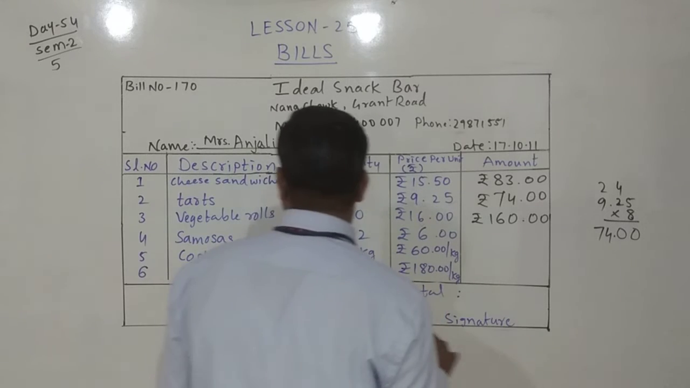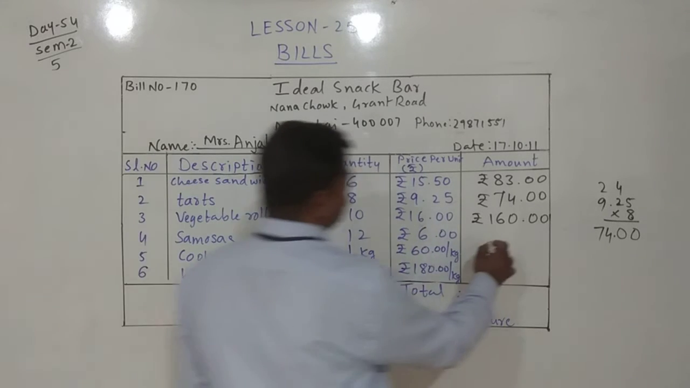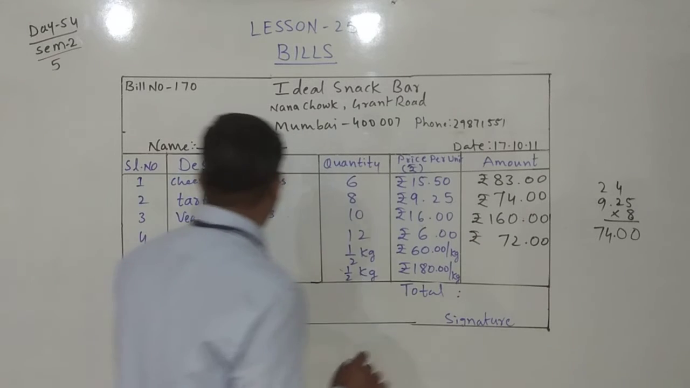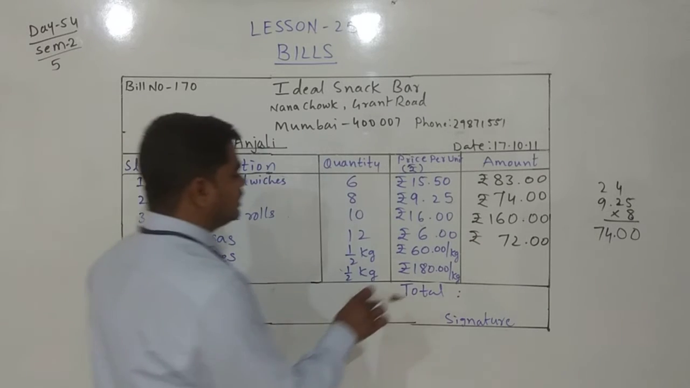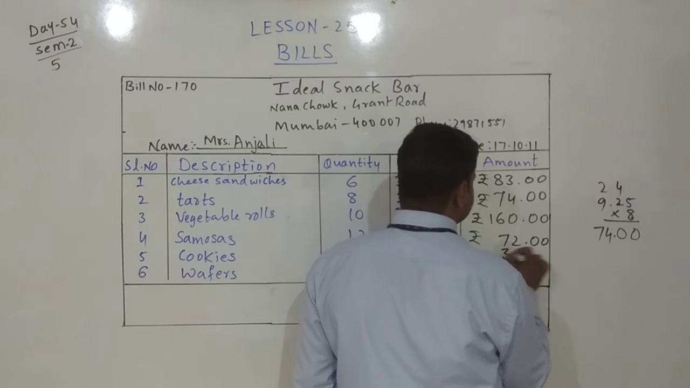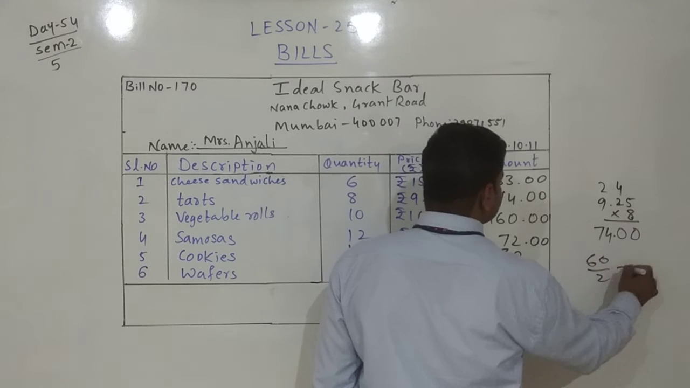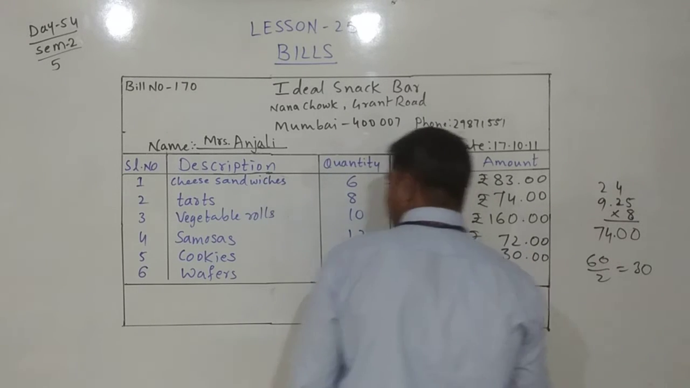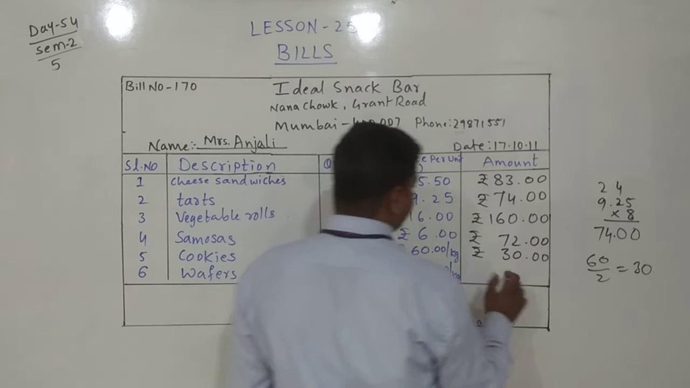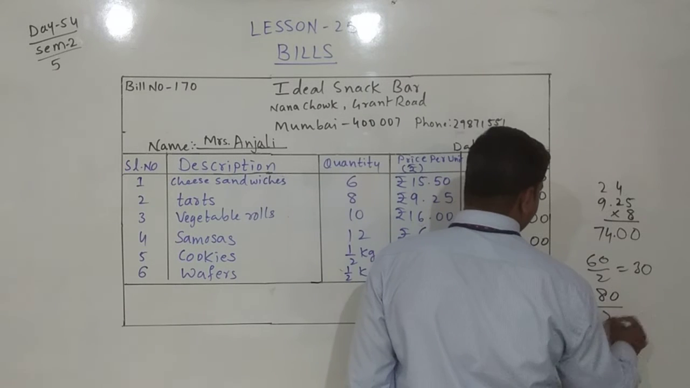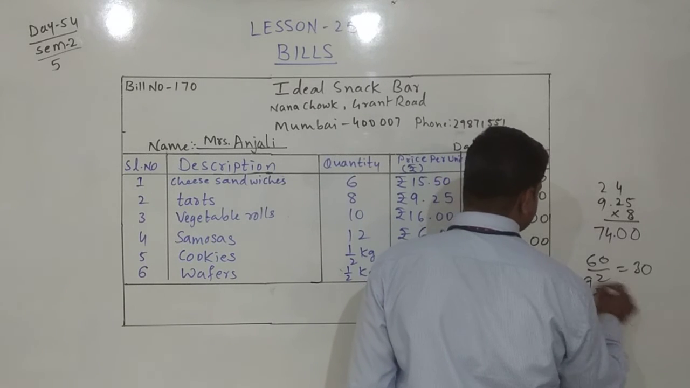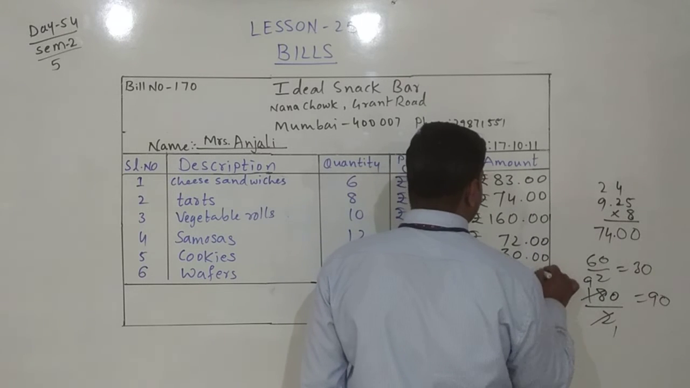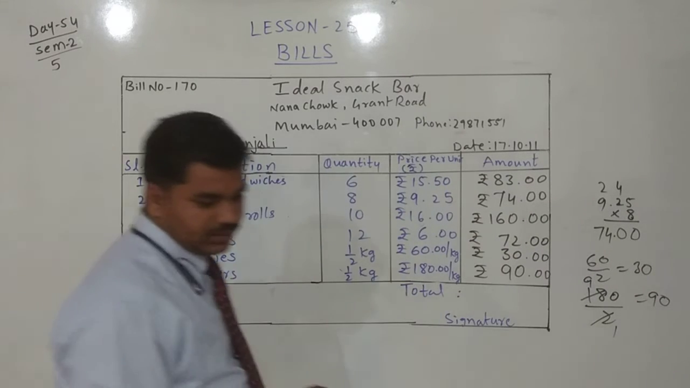Vegetable rolls cost. Samosas 12 into 6, 12 6s are 72 rupees. And next, yes, cookies half kg. 60 is 1 kg, half of 60 is 30. Yes or no? Then 30 rupees. Then here wafers half kg, full kg is 180 by 2. 2 ones are 2, 2 nines are 18, it is 90. Then we can write 90. Now add all. Yes, now we can add all.